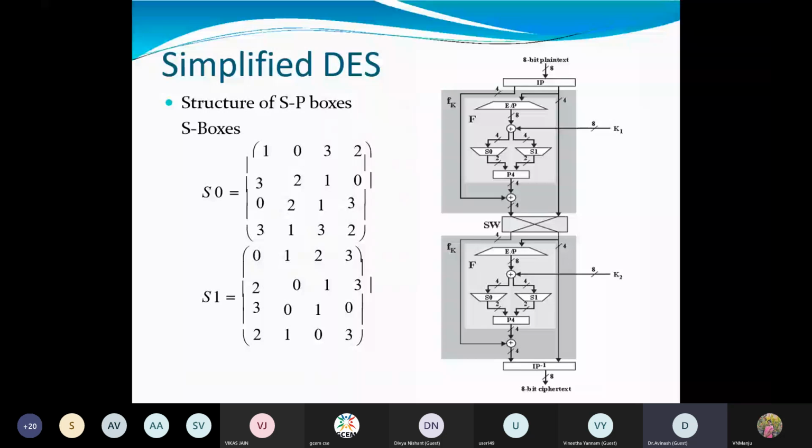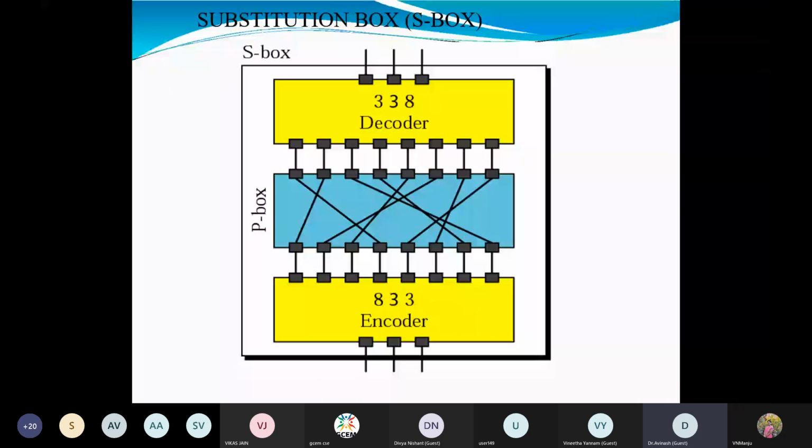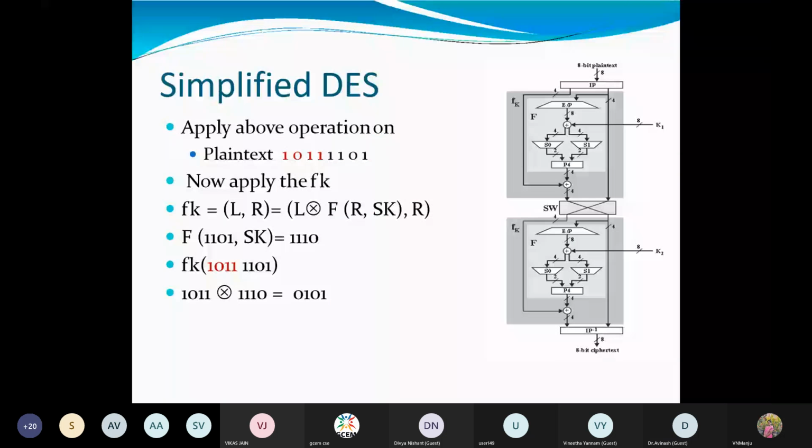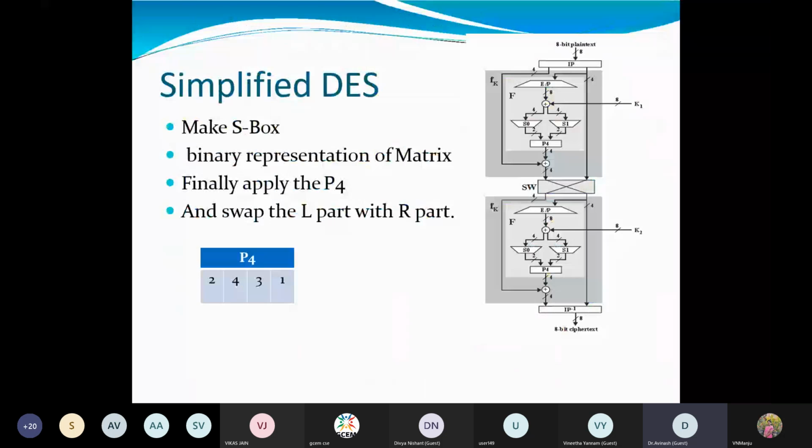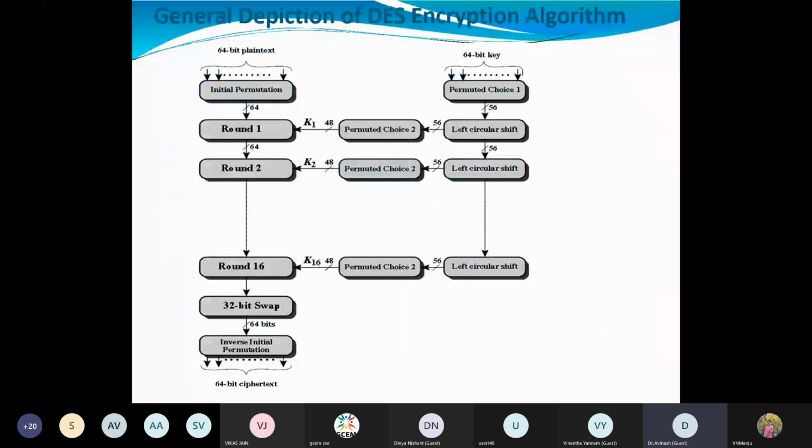This is the simplified DES, explained in the form of a matrix. So we have the function key here, and we have the S-boxes, which are the substitution boxes. This is a simplified DES. This is a general depiction of the DES encryption algorithm.